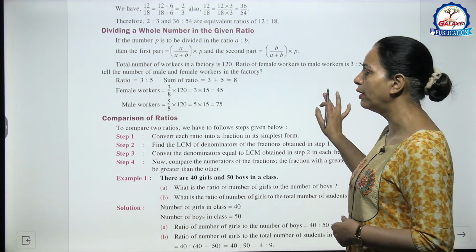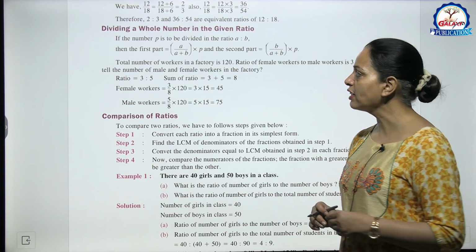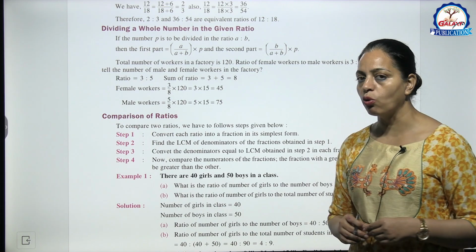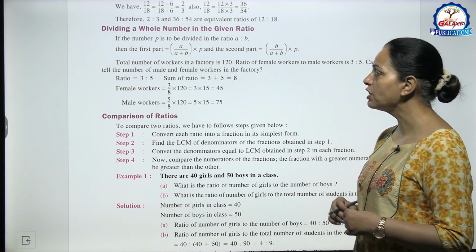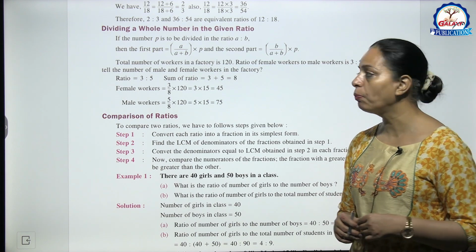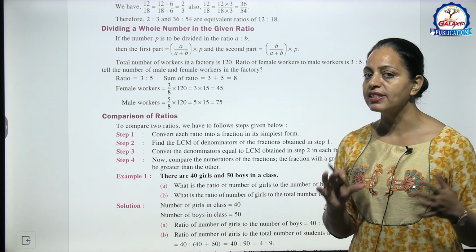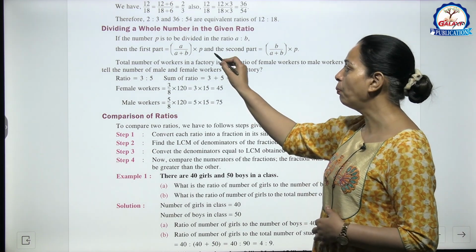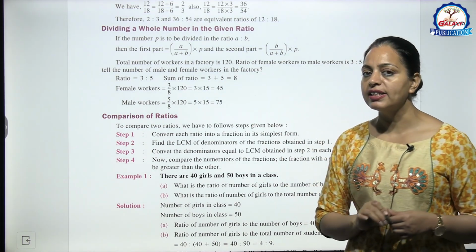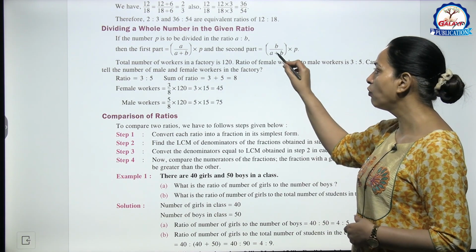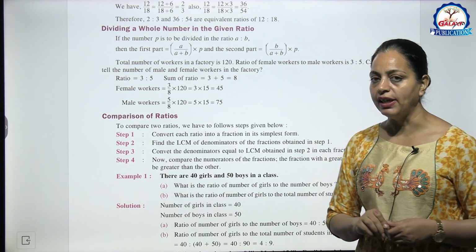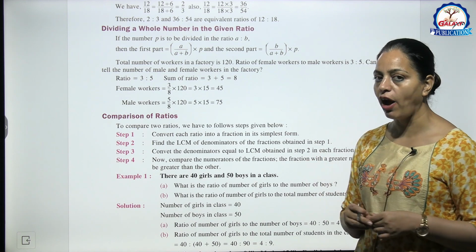So very simple. Now the next, dividing a whole number in the given ratio. If the number p is to be divided in the ratio a is to b, then the first part is a divided by the sum of the parts, into p, and the second part is b upon the sum of the parts, into p, right? You have to take the sum of the ratio.